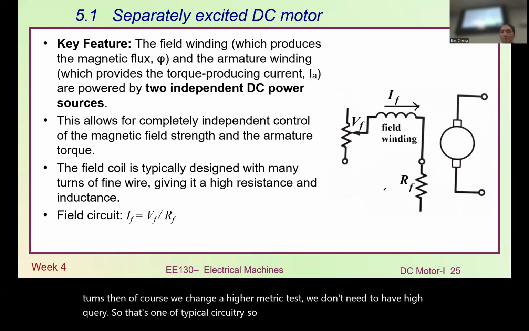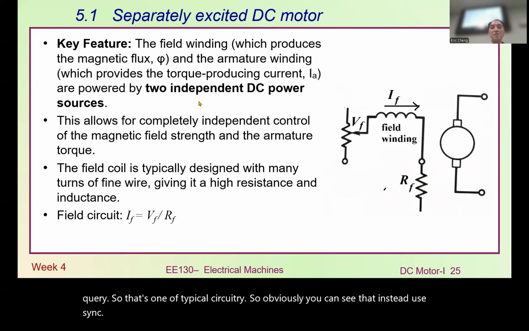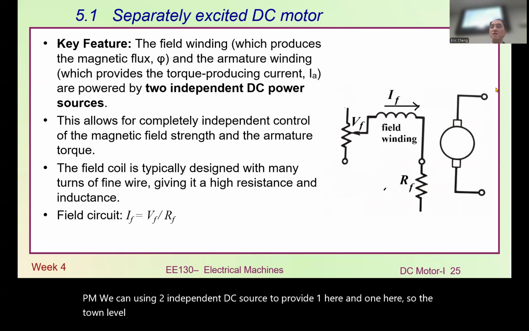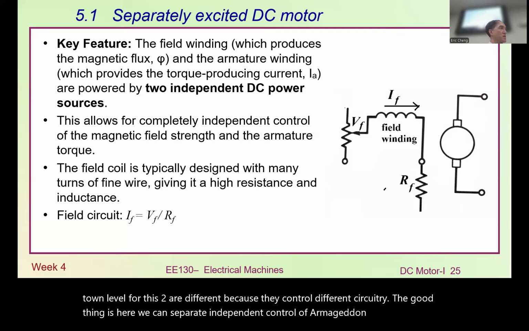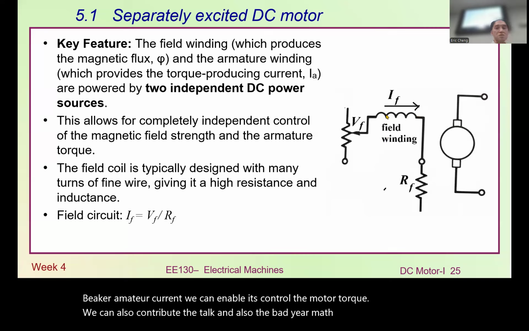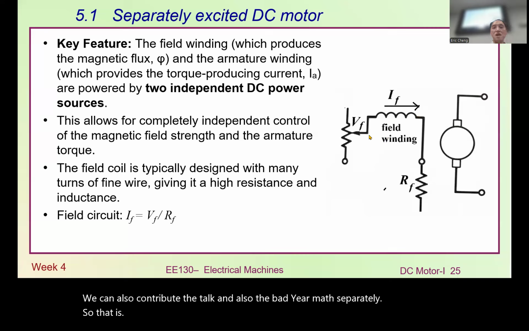So obviously you can see that instead of using PM, we can use two independent DC sources to provide one here and one here. The power levels for these two are different because they control different circuitry. The good thing is we can separately and independently control the armature current. Because with armature current, we are able to control the motor torque. And with the field here, we can also control motor torque and also the back EMF separately. So we are able to control the field and the armature current independently.